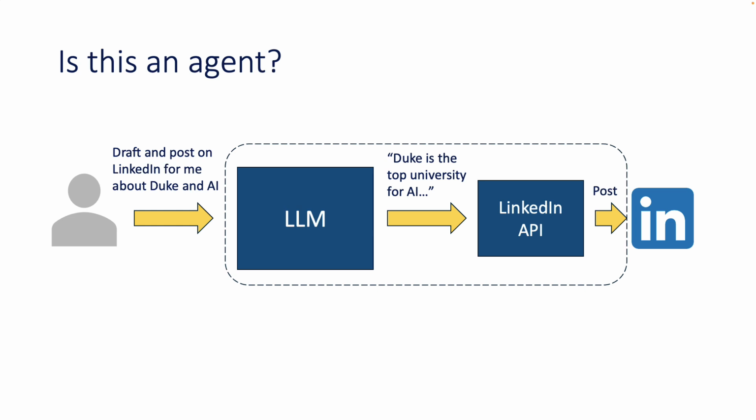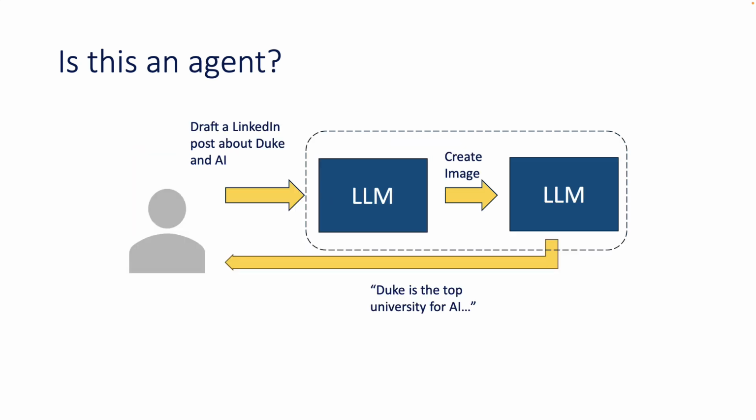All right, next thought experiment. Let's say that you wanted to draft and post on LinkedIn for you about Duke and AI. All right, so you send that to the LLM. The LLM then writes the prompt, but then let's say that the LLM either can write code for the LinkedIn API or maybe even has a LinkedIn MCP and it posts it on your behalf. Is this an agent? I would say also no. This is essentially an LLM that's calling a tool to take the output of an LLM and use it as input for the next call.